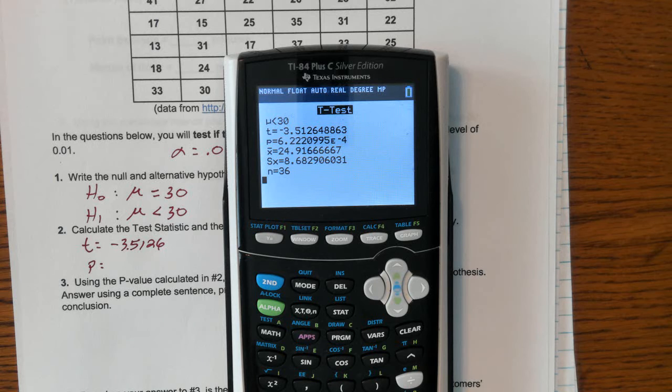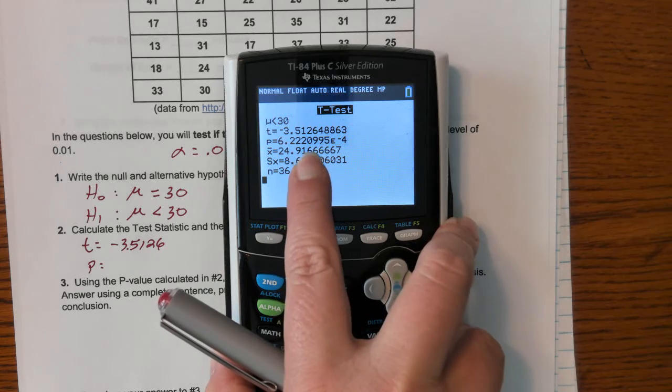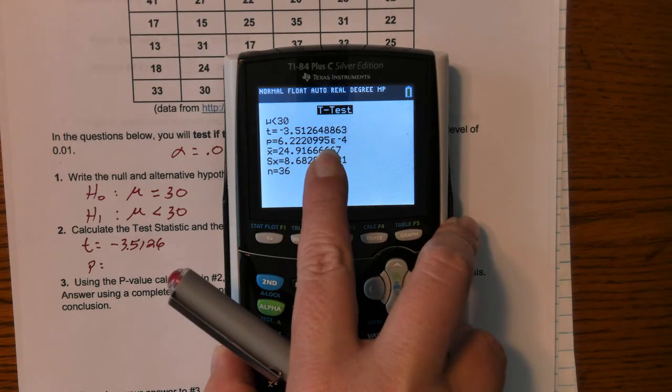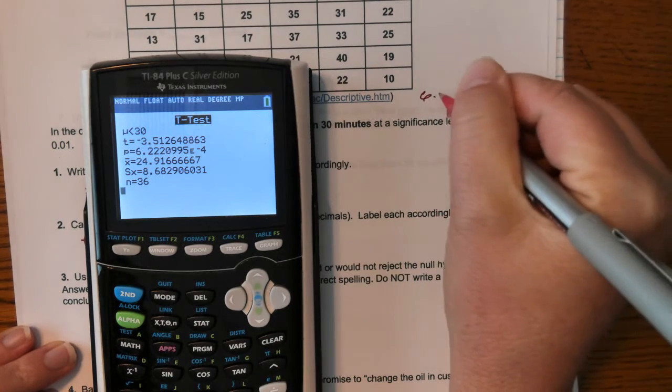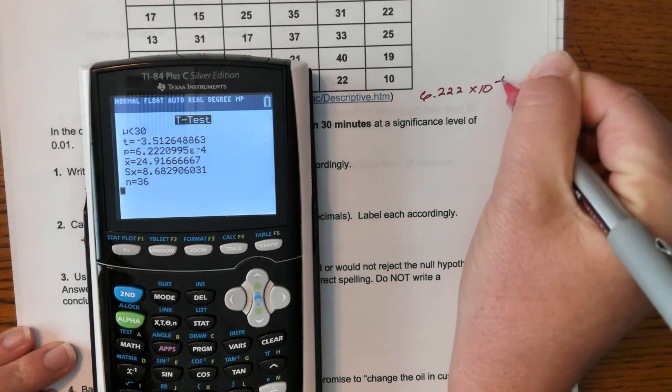Temptation is to write 6.222. No. Remember, p-value is for probability. Probability always has to be between 0 and 1. It cannot be 6 point something. But look at this value. See that E at the end? That means this number is in scientific notation. So really, it's saying 6.222 times 10 to the negative 4.